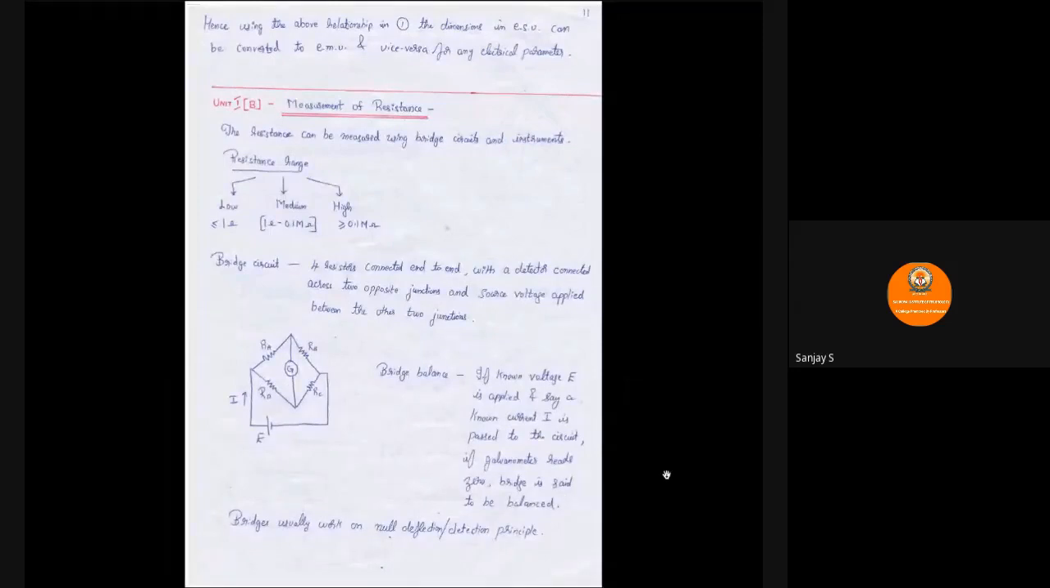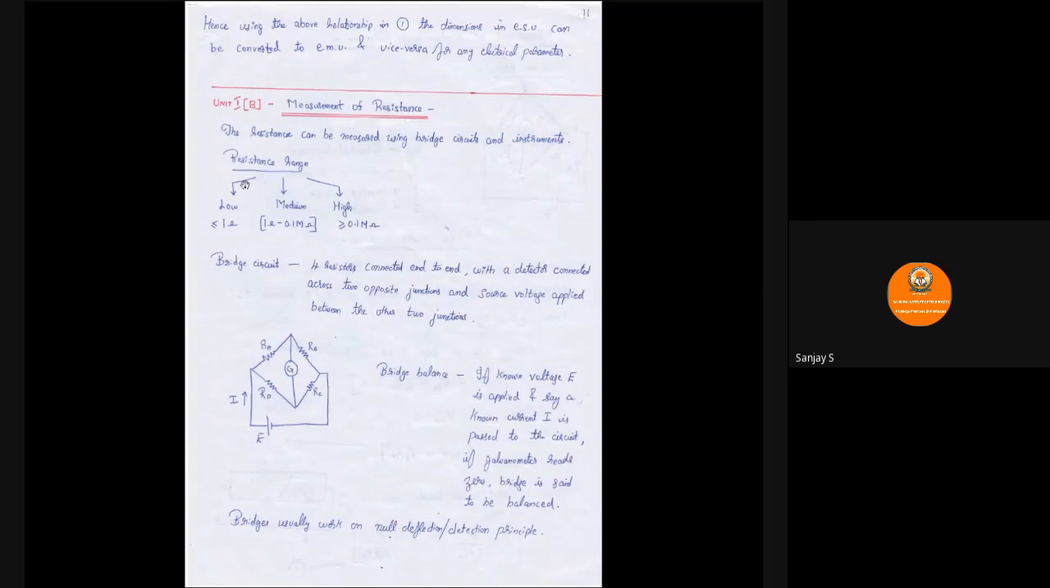So coming to measurement of resistance, generally when we try to measure resistance, we'll be using something called bridge circuits, and also we'll be using instruments. So let us see what is a bridge circuit, and then we'll also study about instruments like Megger. Before starting the measurement of resistance, we should know the range of resistance that you're going to measure.